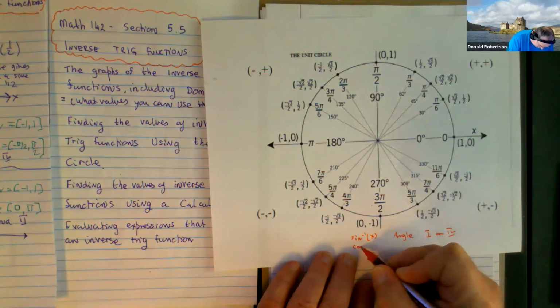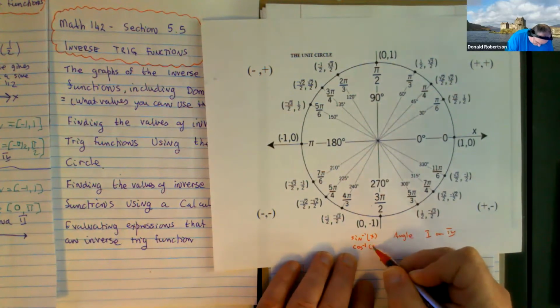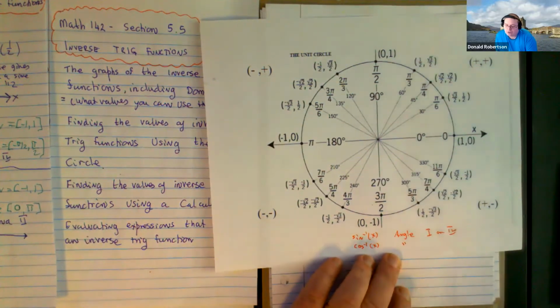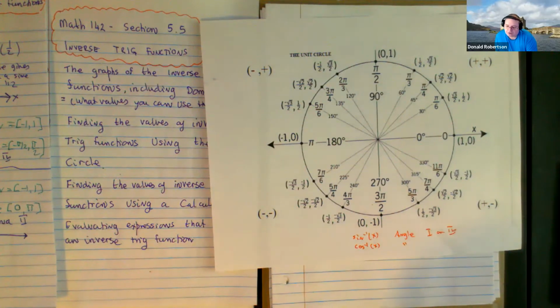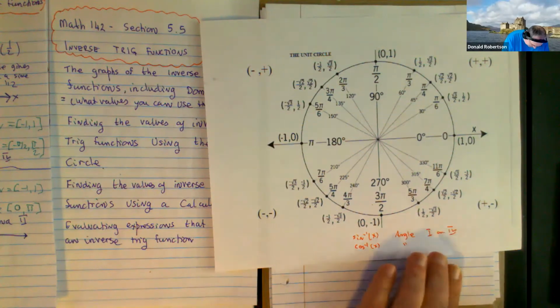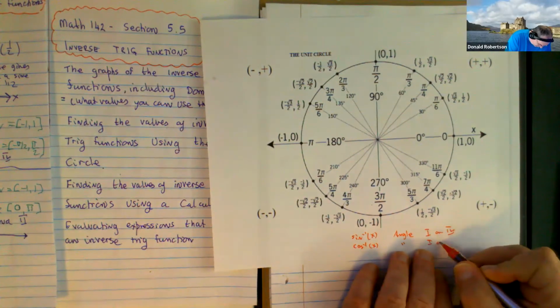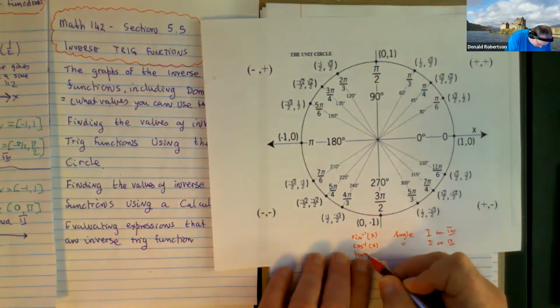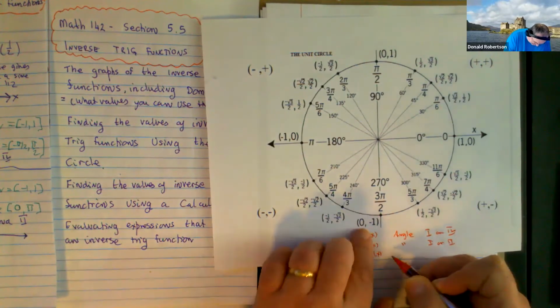If it's an inverse cosine, can anybody remember what two quadrants you get your answer from in an inverse cosine? I only fleetingly mentioned it, but did anybody remember it? 1 and 2? Correct. And then if you want an inverse tangent, it's the same as that guy. So it's back to quadrants 1 and 4.